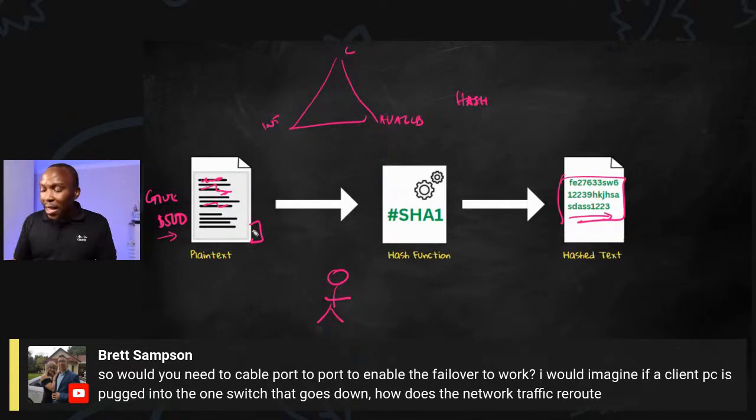The person on the other side, when they take that same file and run it through the hash function on their end, they're supposed to come back to the same value. And if the values are identical, then you can be sure that the data has not been compromised or manipulated in the process.